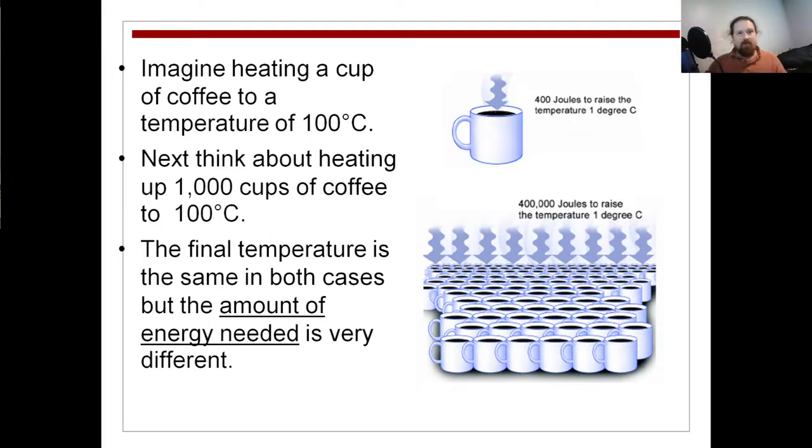Again, comparing 1 cup of coffee to 1,000 cups of coffee. But it can be even more specific than that. The thermal energy level of an object can be affected by its temperature, can be affected by how much material there is, and it can also depend on what the object is, what it's made out of.